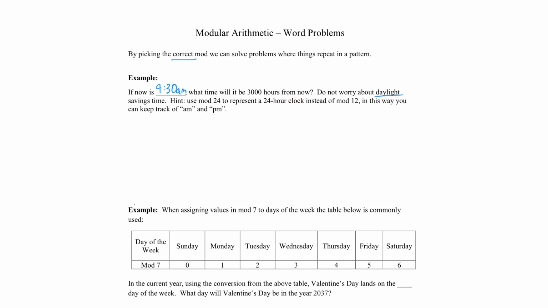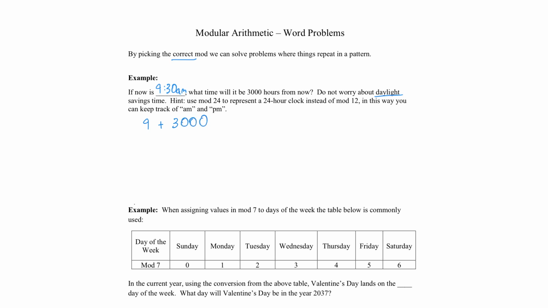We could use mod 12 and that would keep track of time, at least on a regular clock that cycles in 12, but it wouldn't keep track of the AM and the PM, where the 24-hour clock will do that for us. So every day has a loop of 24, so that's why we use mod 24 for this particular problem. Okay, so we're going to start with 9. We only need to keep track of the hours. We can worry about the half an hour, the 9:30 a.m. part, afterwards. And we're going to advance 3,000 hours into the future.